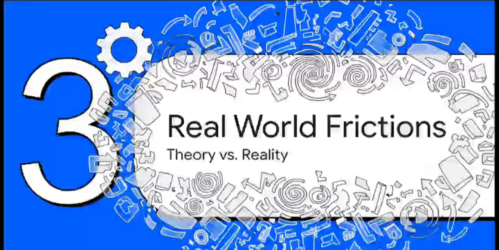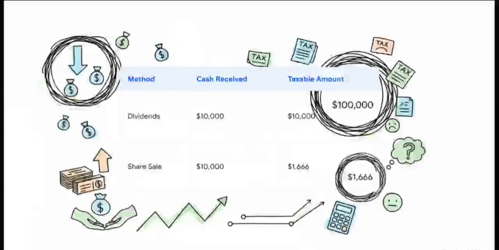Okay, section 3, real-world frictions, theory versus reality. Now, I hear you. You're probably thinking, okay, that's great in a textbook, but we don't live in a theoretical vacuum. And you're totally right. Theory is perfect, but reality is messy. And when we test our model against real-world taxes, it kind of destroys the myth that dividends are universally better.